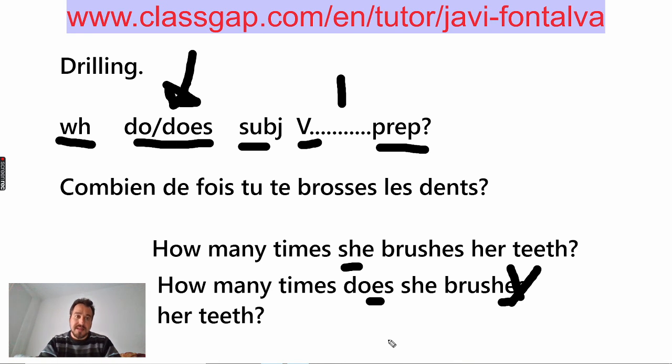Okay, I hope you get the idea of drilling. This is a very, very useful technique. It should take no more than 10 minutes or so in each, I'm talking about an hour lesson, okay? It's really helpful. It helps your student to build confidence.